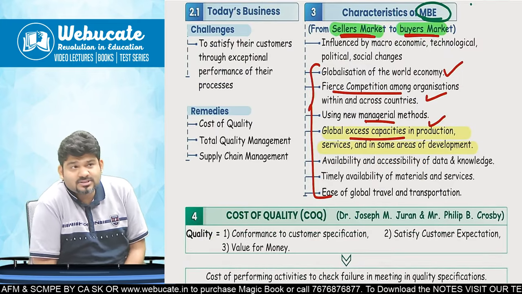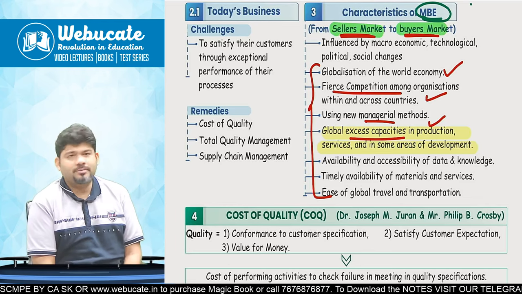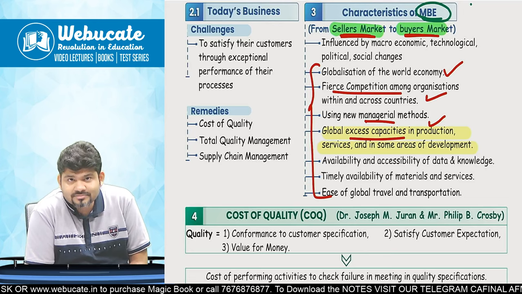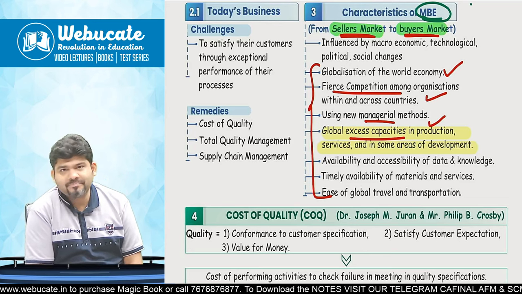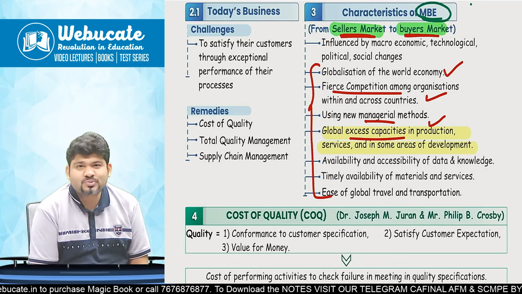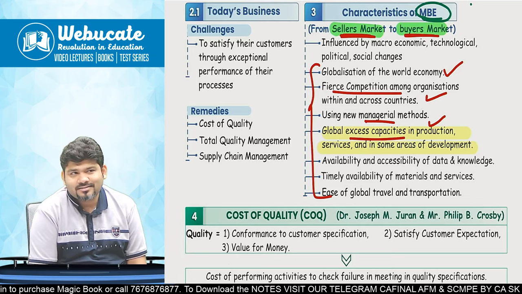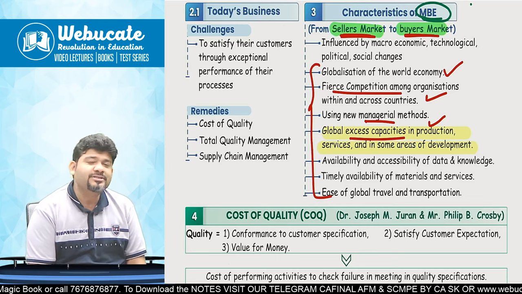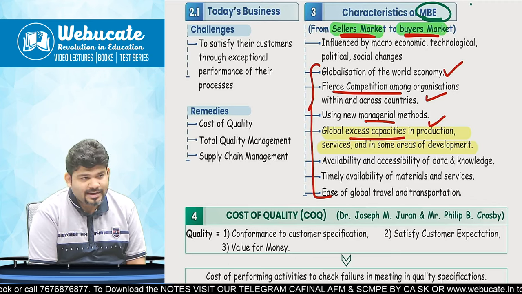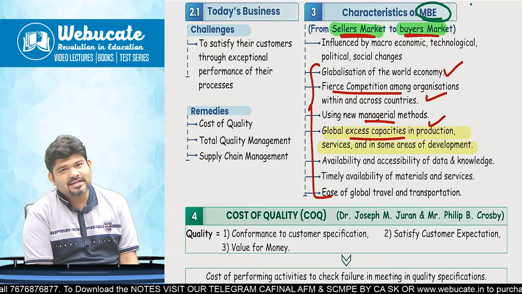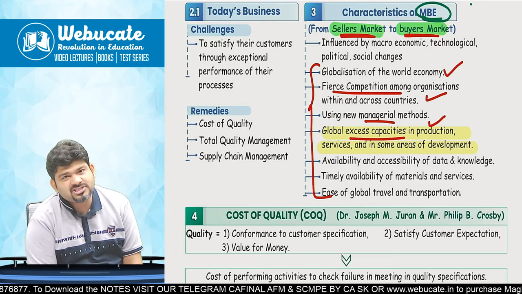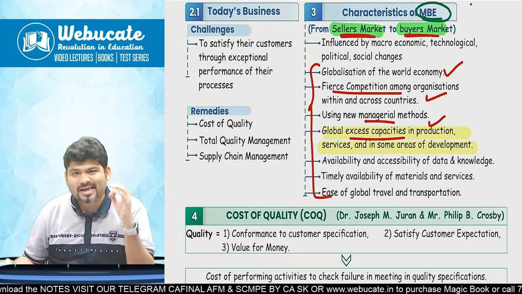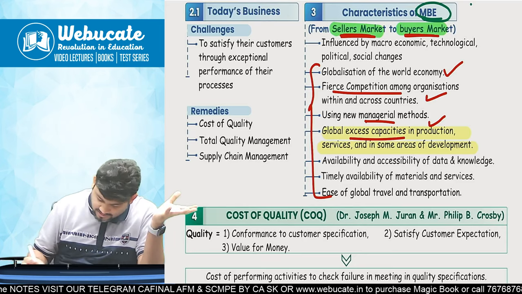So China in the last 20 years has produced a huge amount of capacities. As I told you, my friends and colleagues would go to China, and whatever costs rupees 20 here, the Chinese manufacture it at rupees 2. And they have so much bulk manufacturing that whatever excess capacities they have, they can send it to the whole world at a very, very cheap cost. And that's what China has been doing for so many years. So, global excess capacities.